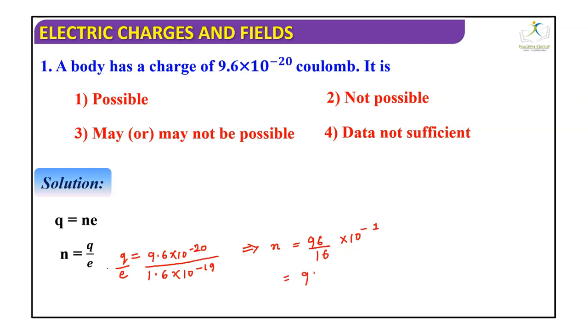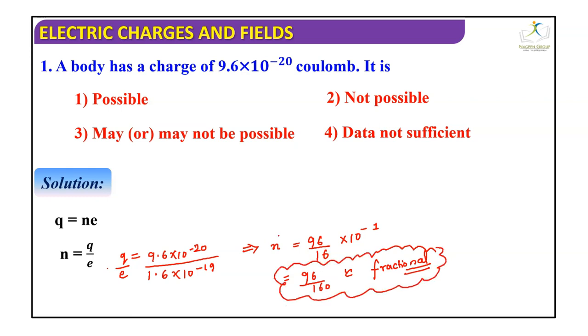So 96 divided by 160 is a rational number, or fraction. It came as a fractional digit. But we know that N is an integer. So this is not possible. Moving ahead with the next question.